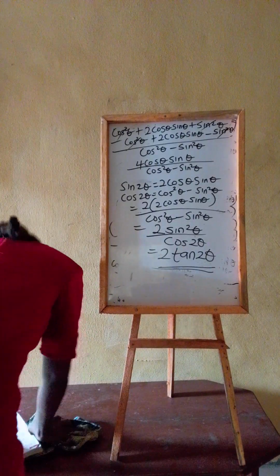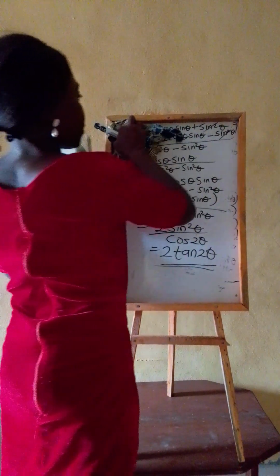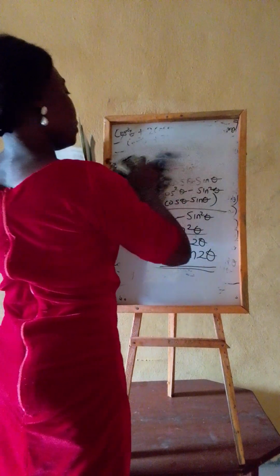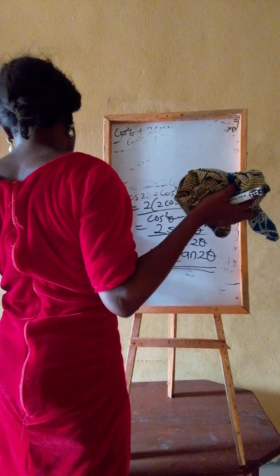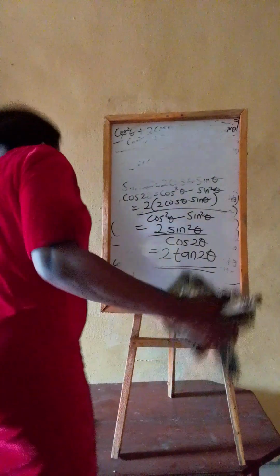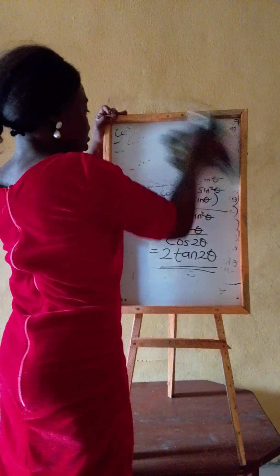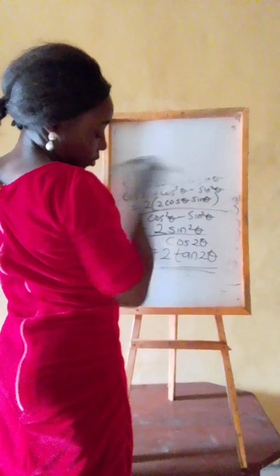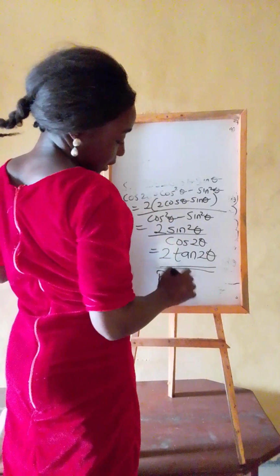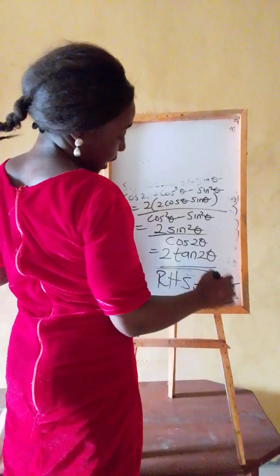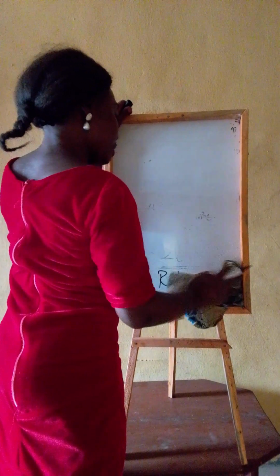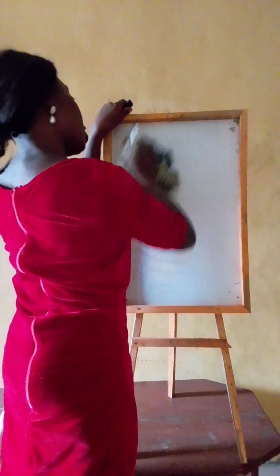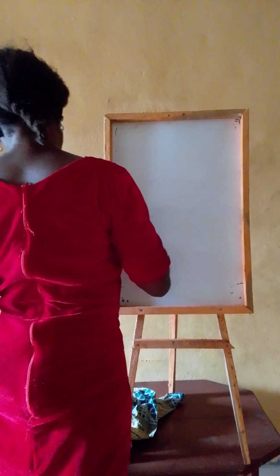We also have another one to prove. So it has been proved. You can see that the right-hand side is now equal to the left-hand side. Now the next thing to do is to prove the second one.